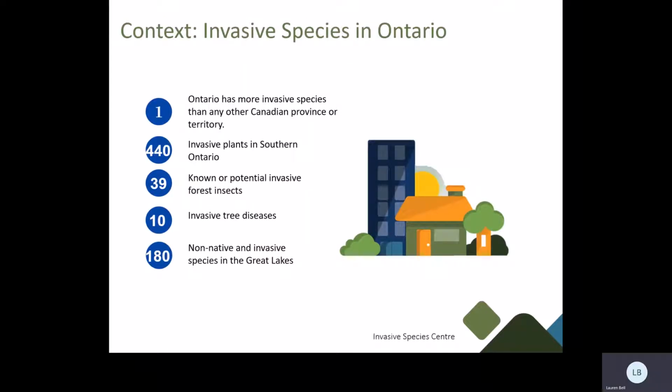To bring Ontario into context for invasive species, we are unfortunately number one for the highest invasive species occurrences in Canada. Some of the known numbers are 440 known invasive plants in southern Ontario, 39 known or potential invasive forest insects, 10 invasive tree diseases, and 180 non-native and invasive species within the Great Lakes.